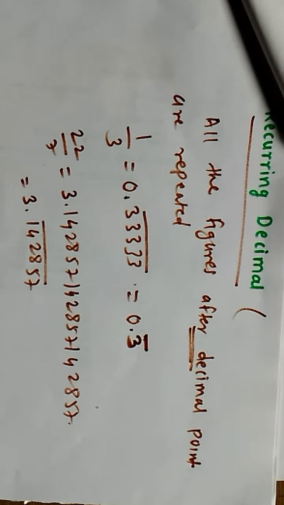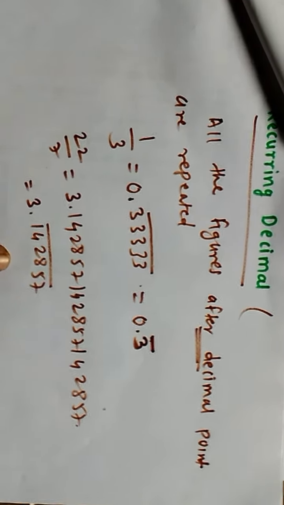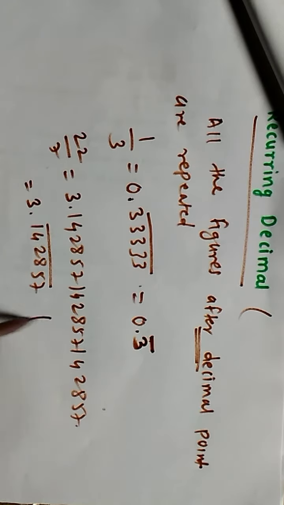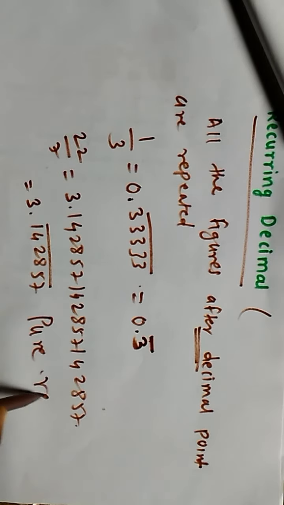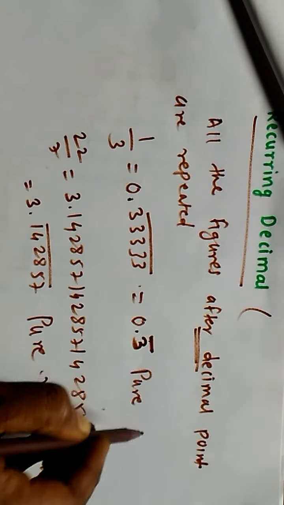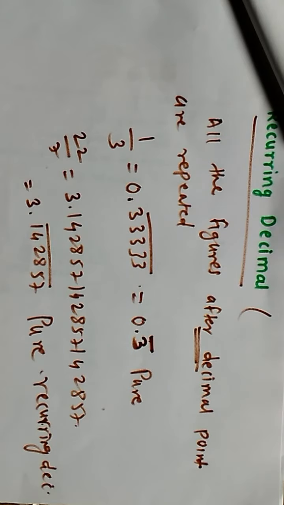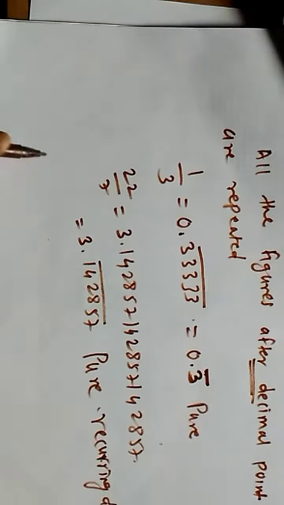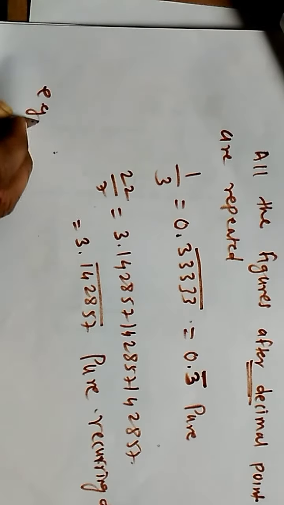So the question arises: what is pure recurring decimal? In a pure recurring decimal, all the numbers are repeated after the decimal point. So this is a pure recurring decimal. This is also a pure recurring decimal. So what is mixed recurring decimal? I will give an example of mixed recurring decimal.